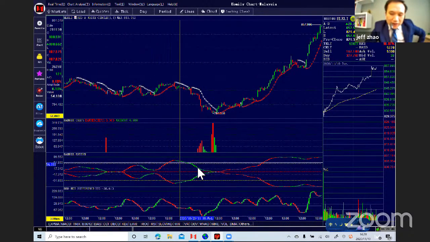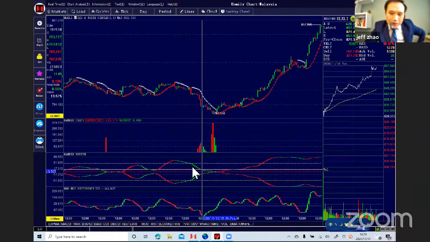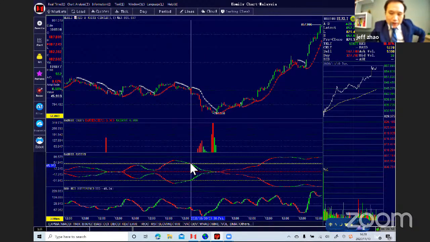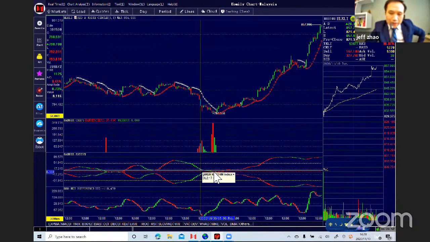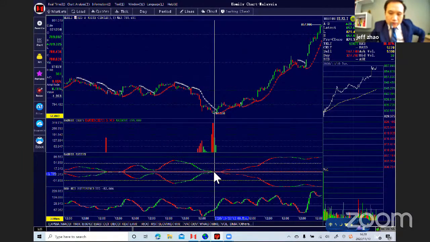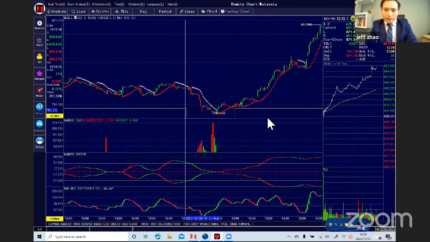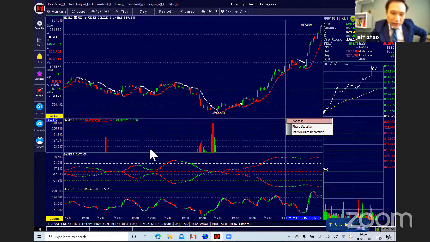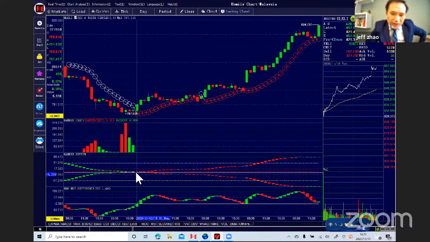When the banker rhythm is landing, here is the landing area. When it crosses the yellow line, the channel is landing. Okay, so from here, landed, right? And then the banker locked position. Also here is the buy point.